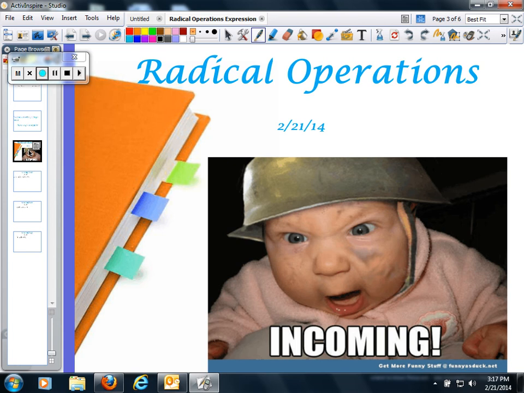So we are looking at operations within radicals and what we do to simplify those and how we simplify those. So let's go ahead and get started.